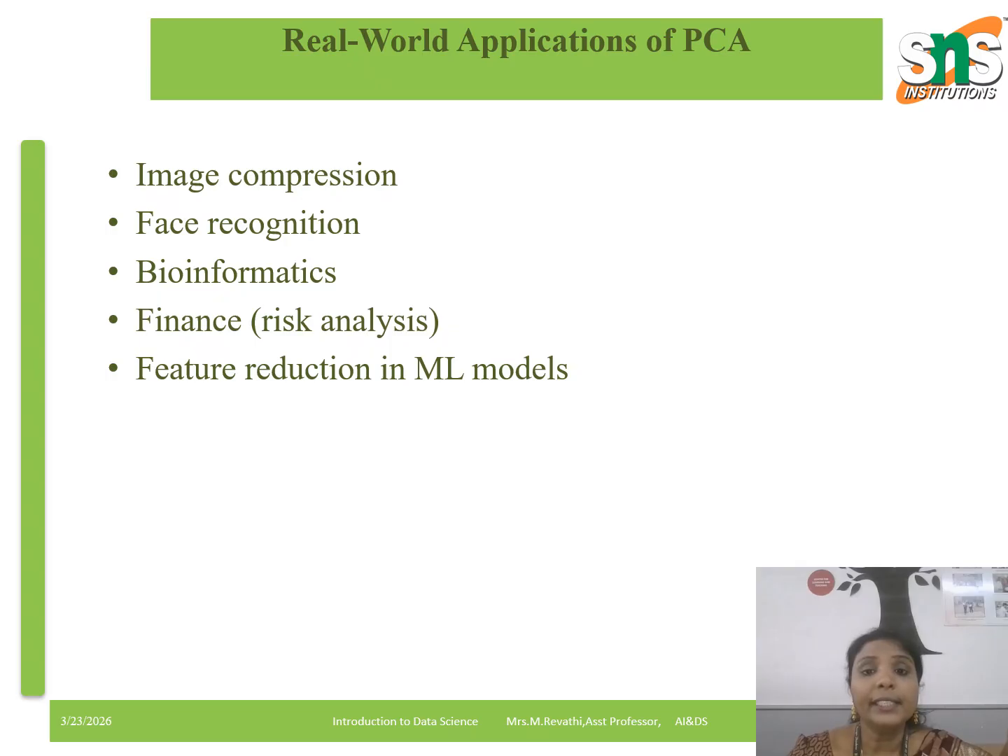Next, we see the real world applications. PCA is used in many real world applications. It is used in image compression to reduce file size. It is used in face recognition. It is used in bioinformatics for gene analysis. In finance, it helps in risk analysis, and in machine learning, it is used for feature reduction. So PCA is very useful in practical scenarios.